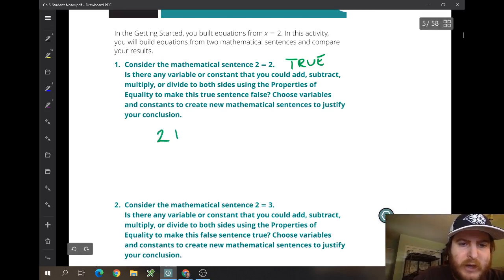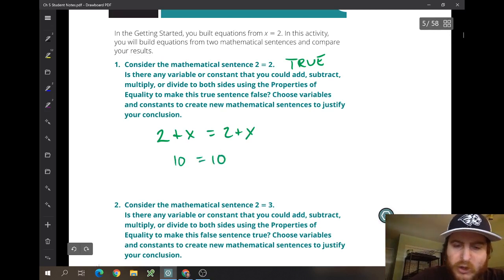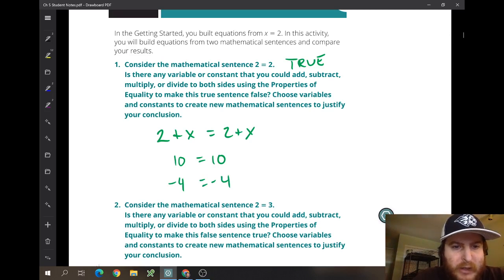But if we think of anything else, if I do like 2 plus x, and 2 plus x, it's still true. If I do 2 times 5, that's 10. 2 times 5 is 10. If I do 2 minus 6, that's negative 4. 2 minus 6 is negative 4. It's just true. There's nothing we can do. So it's always going to be mathematically true.